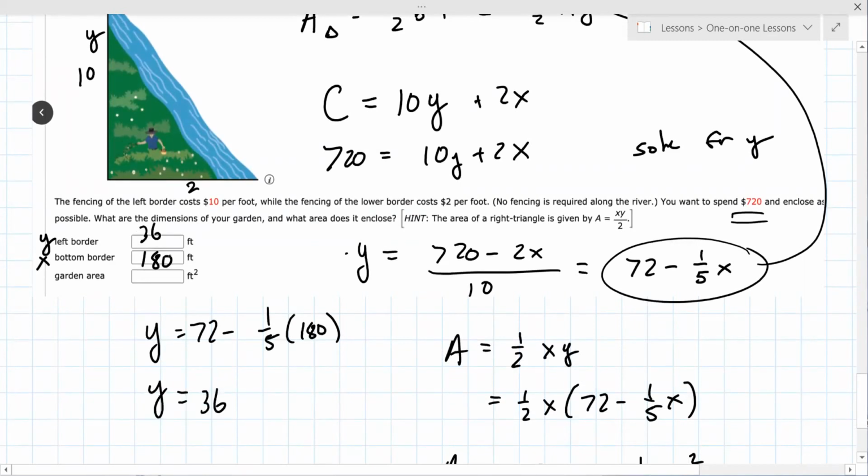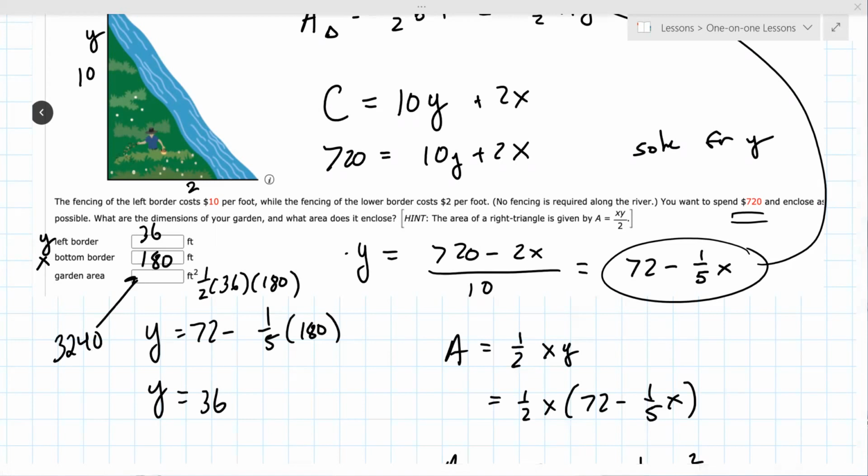You probably already know this about WebAssign, but sometimes you just check the individual pieces to see if they're correct before going to the last one. The garden area is 36 times 180, 1/2 of that. Let me get that number. 1/2 times 36 times 180 is 3240. Okay, perfect.